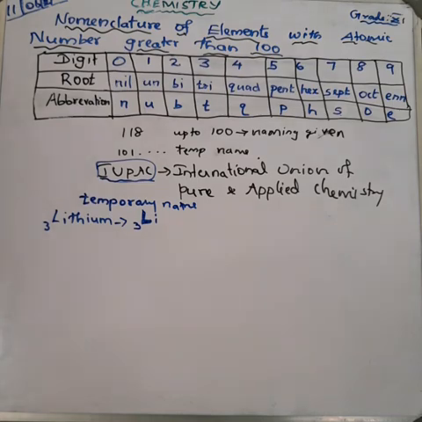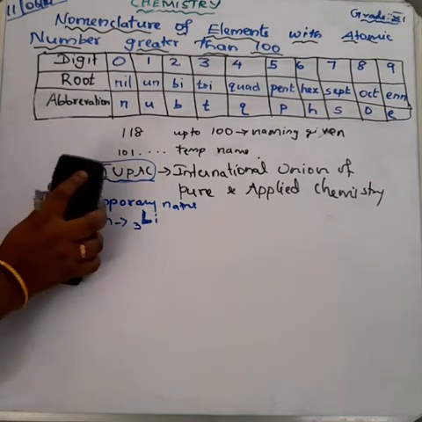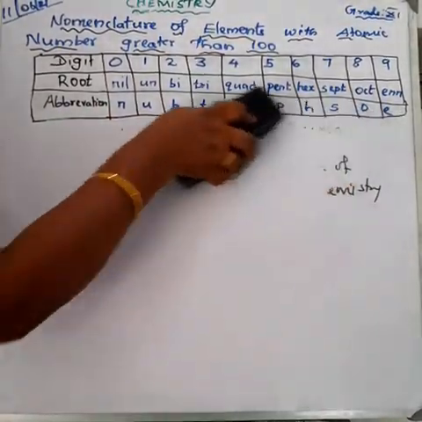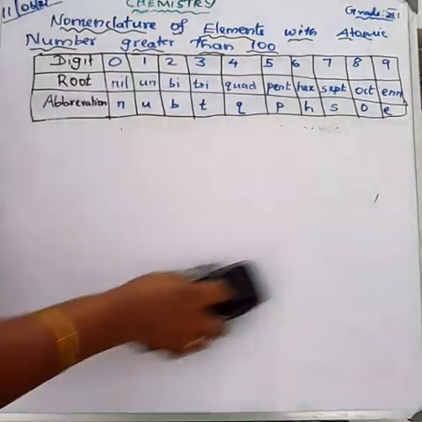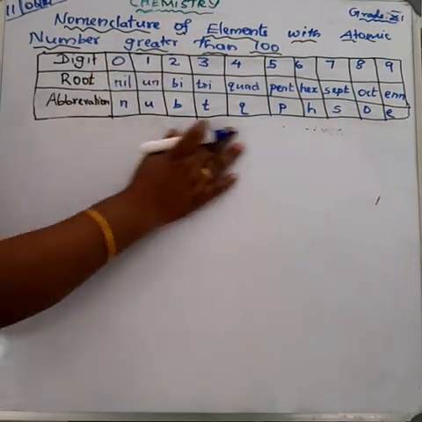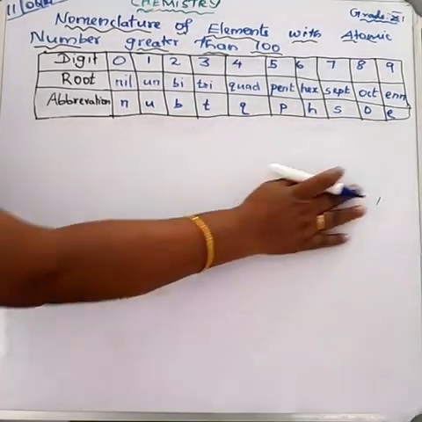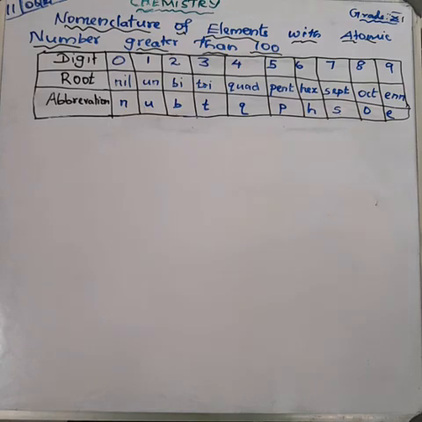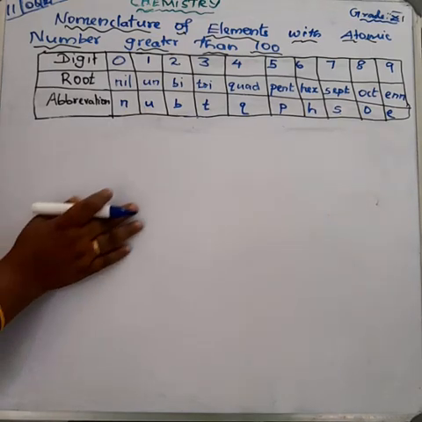And what is the second rule? The numerical roots corresponding to the atomic number are put together and ium is added as a suffix. Okay. For example, I will explain with an example.